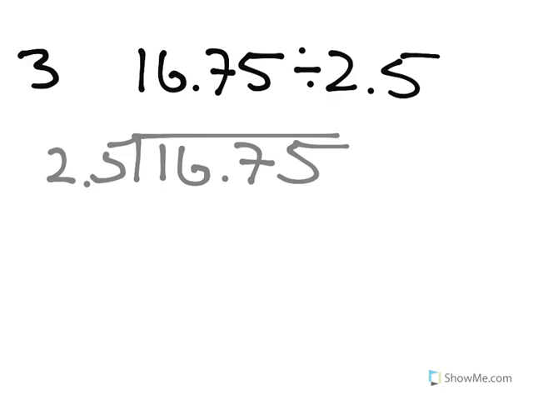Now the first thing I want to look at is I got a decimal in my divisor. I want to get rid of that. So I can multiply my divisor by 10, or the shortcut, move it one place to the right. Well, if I multiply my divisor by 10, I have to multiply my dividend by 10, or the shortcut, move it one place to the right. And then move it straight up to your quotient.